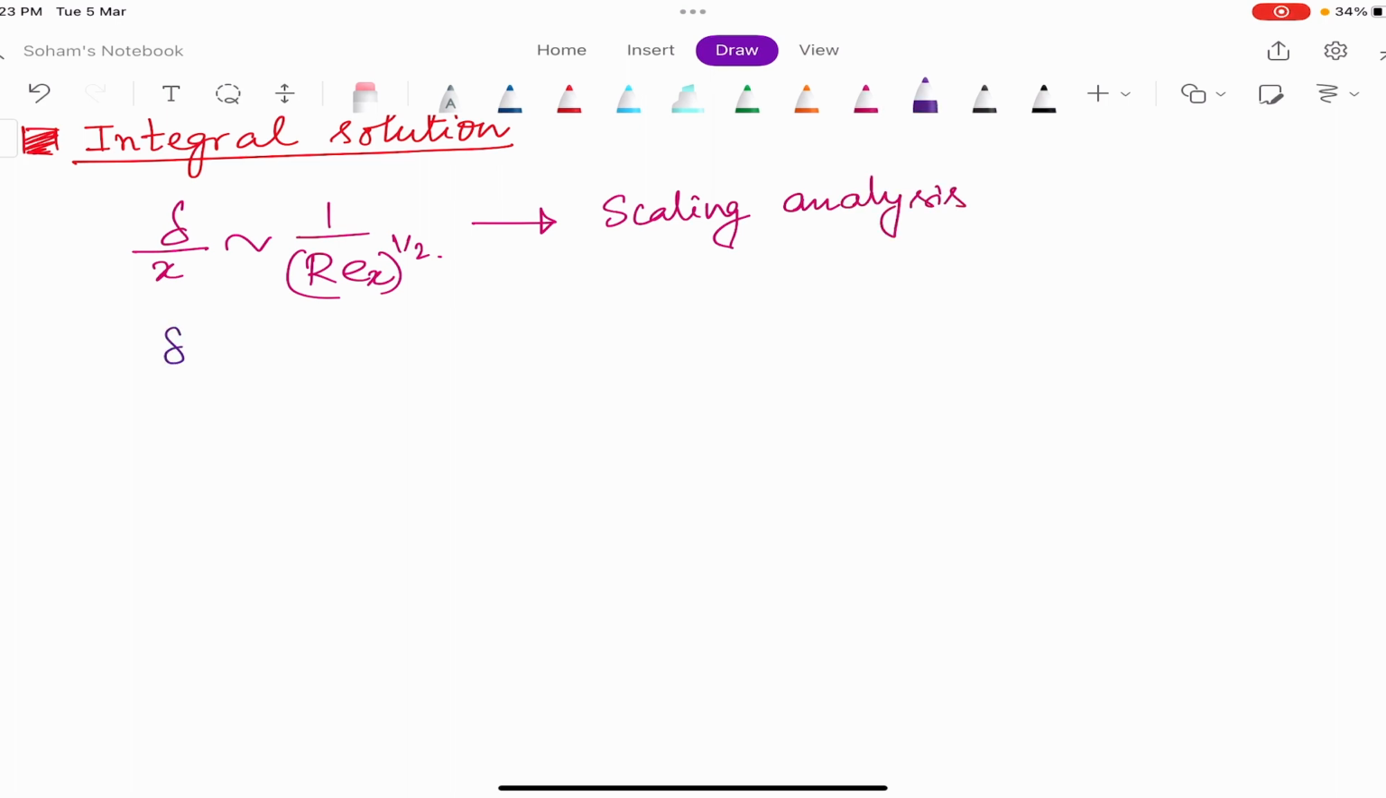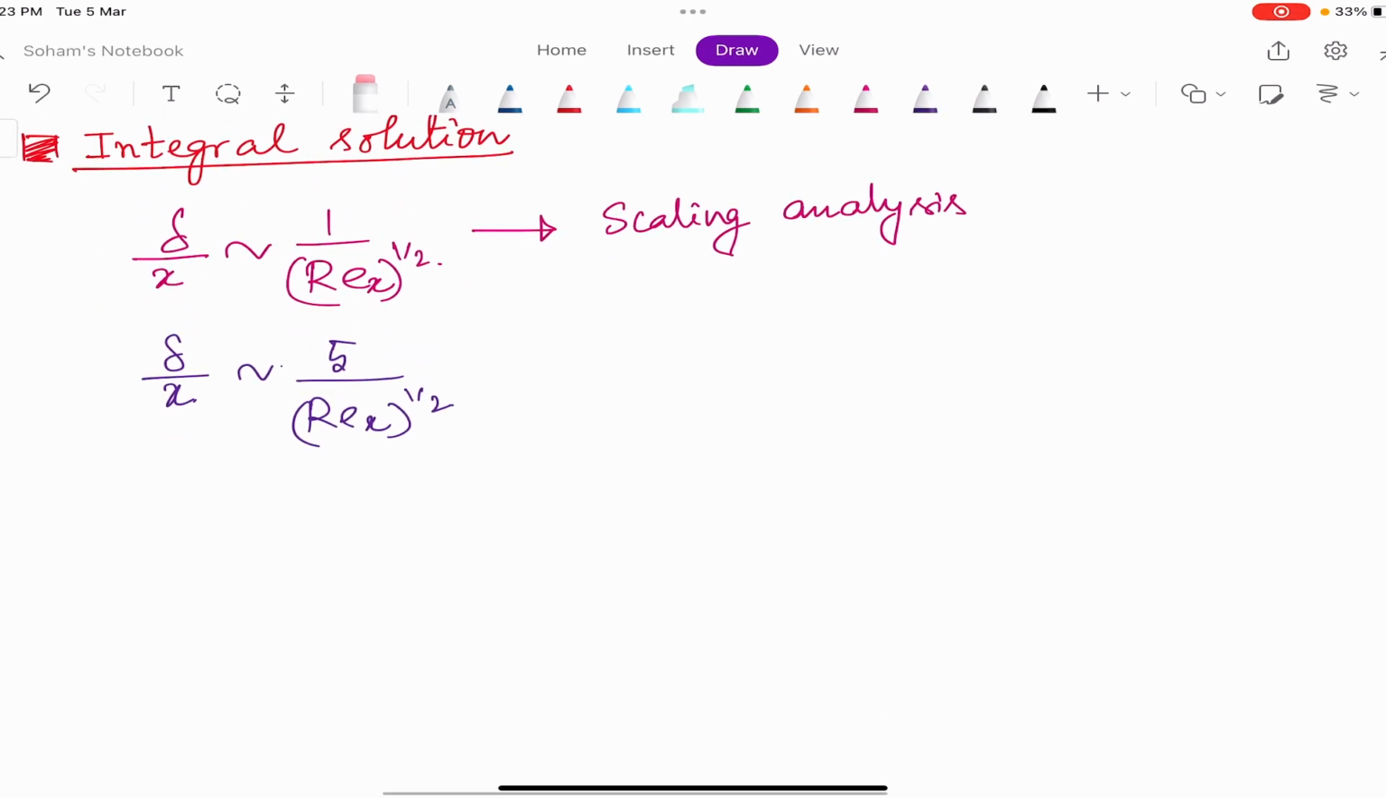Then we have the exact value of delta, that is 5 by, you can check this. This constant will be 5 for the Blasius solution. So now this becomes equal, not just in the order of. So this is the Blasius solution or the similarity solution.